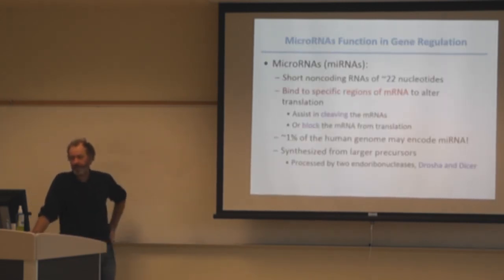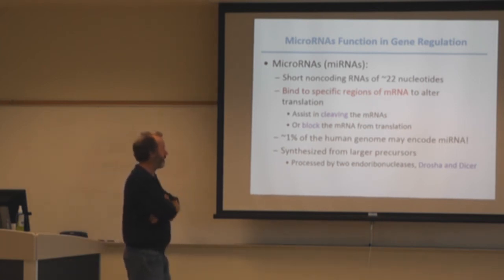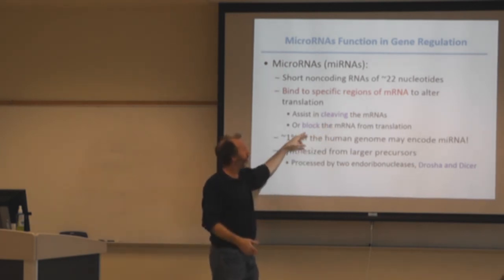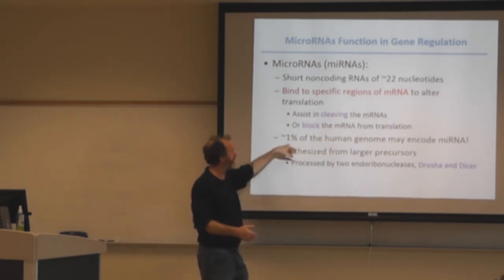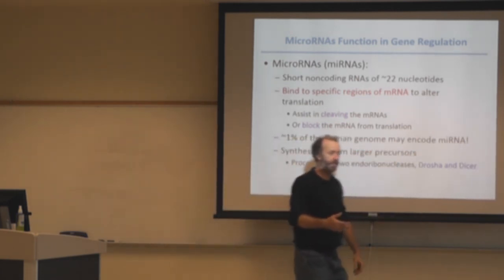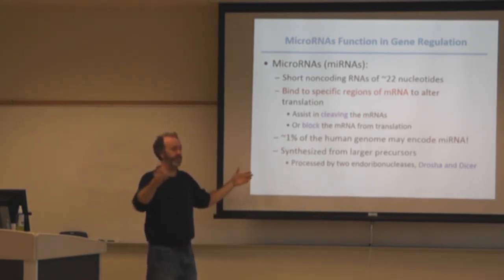So microRNAs function in gene regulation. They're short non-coding RNAs of about 22 nucleotides long. They bind specific regions of the mRNA to alter translation, and they also assist in cleaving mRNAs or block mRNAs from translation. 1% of the human genome might encode for microRNAs. This is a relatively new field of study, because they didn't really discover this until, I guess, probably the mid to late 2000s.